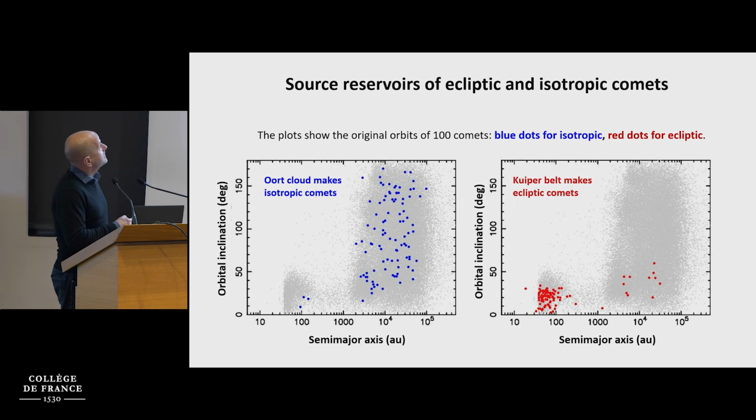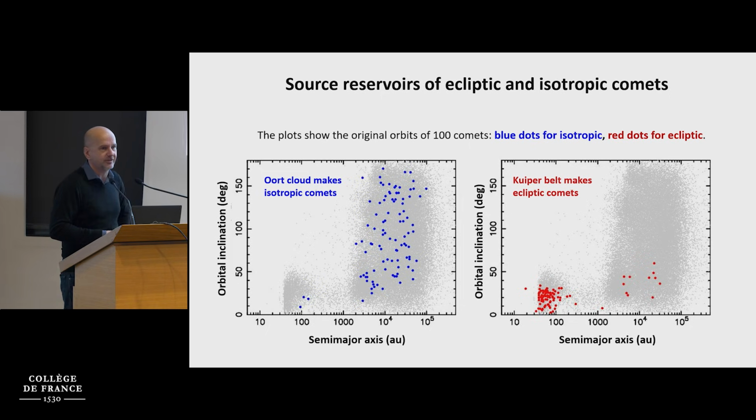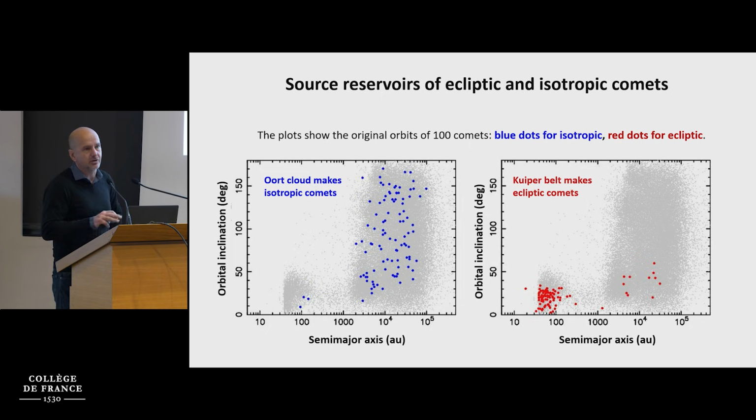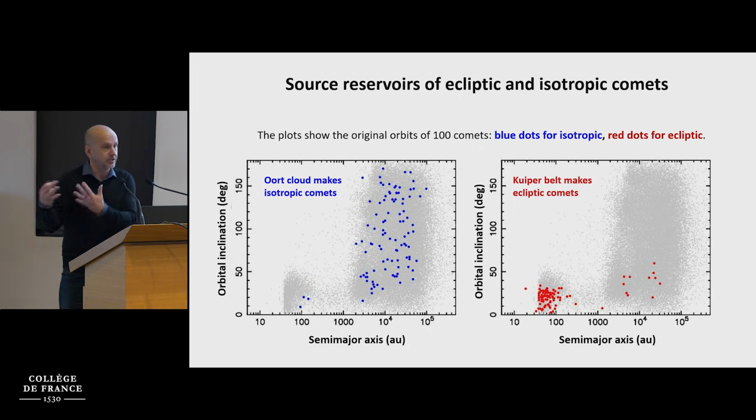So as you can see, the Oort cloud indeed makes most of the isotropic comets. 97% of isotropic comets are indeed coming from the Oort cloud. There are 3 exceptions. The ecliptic comets, on the other hand, are produced by the trans-Neptunian disk. There are some comets that evolve to the Oort cloud and can mimic the behavior of the ecliptic comets, but that pollution is of the order of 10% only. So it's not a big deal, but it's an interesting fact that perhaps 10% of the ecliptic comets should be ones that spend quite a bit of time in the Oort cloud.